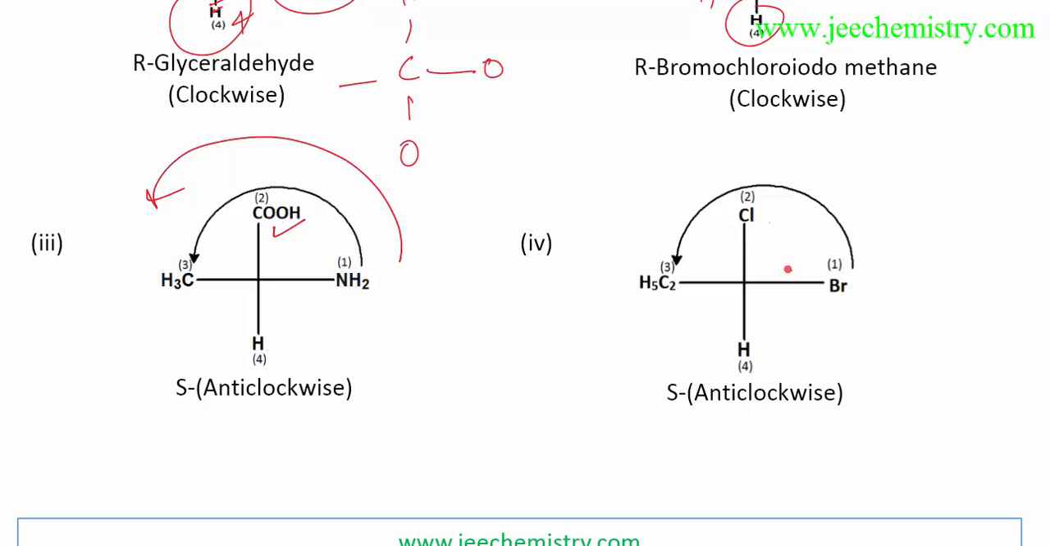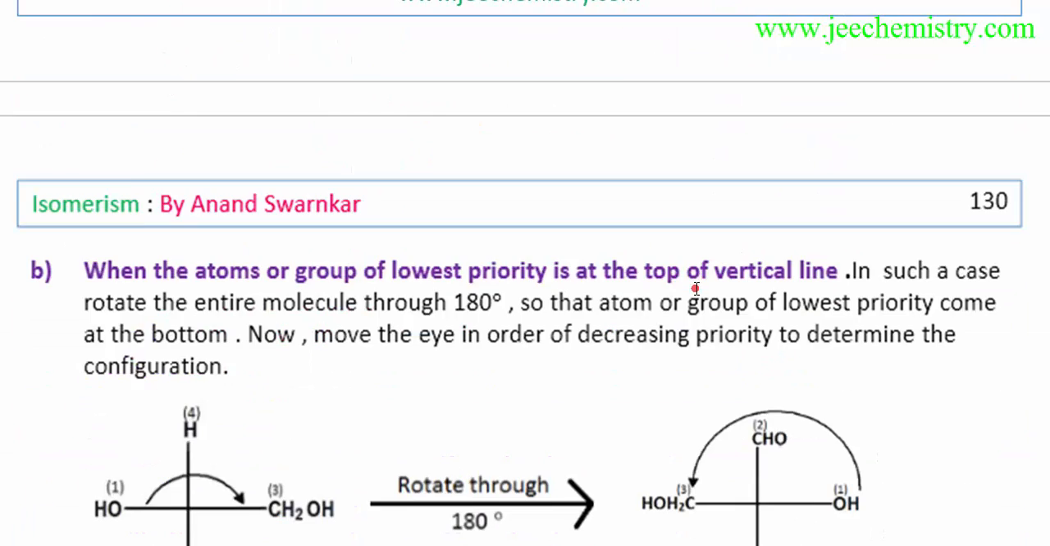In this compound, there is fluorine, chlorine, bromine, iodine. Now bromine has the highest atomic number, 1, 2. Chlorine is given 3, and hydrogen, the lowest priority group, is 4. This flows in the anti-clockwise direction, S nomenclature.